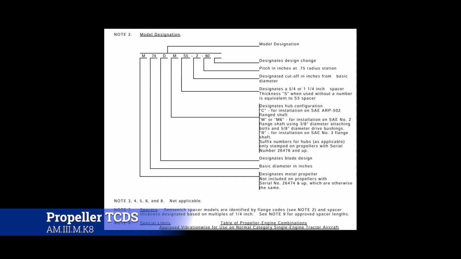not random. They all mean things, and the more that you work with them, the more you'll start to understand that the model number actually gives me some pretty solid information. And if I can remember a couple of key things, it will help me out. For instance, like the pitch, or this designates a 5/4 or 1 1/4 inch spacer thickness, so I know the spacers that need to go along with this particular prop.